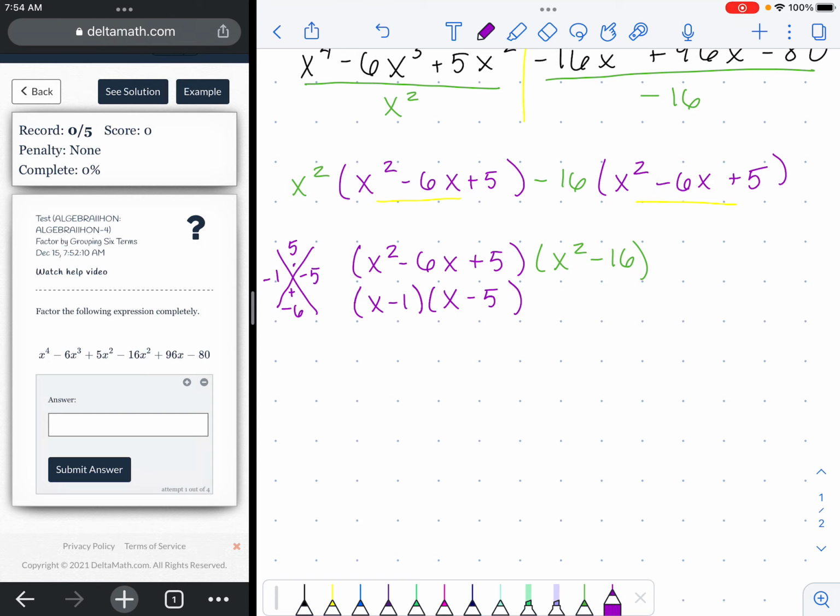And then if I go over to my green group, x squared minus 16, that's the difference of perfect squares. So x squared, the square root of that is just x. Square root of 16 is 4. And we're going to get a plus and a minus in the middle for difference of squares. So my fully factored answer is all 4 of those groups.